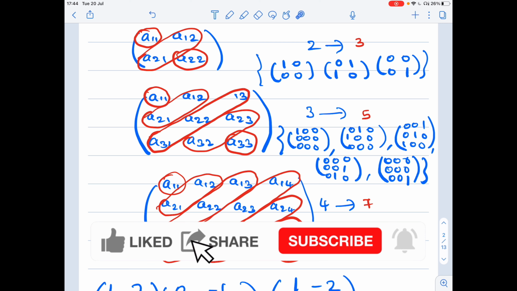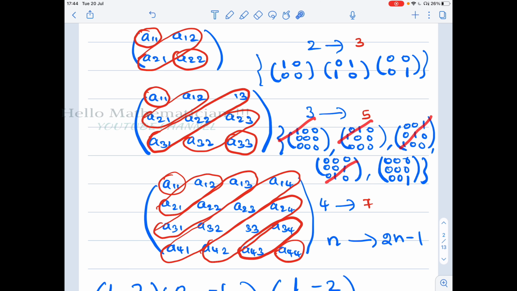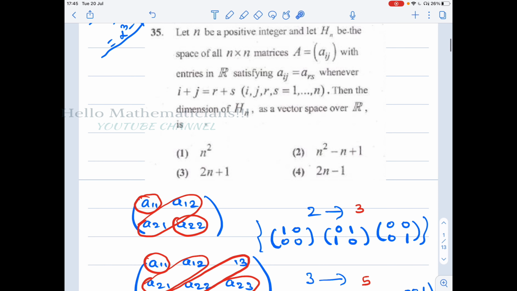But how to verify that for arbitrary n the dimension will be 2n minus 1? Because if you follow this pattern of ones, you can actually explicitly find a basis for Hn, whose cardinality will be 2n minus 1. Therefore the dimension of Hn is 2n minus 1, and therefore option D, the fourth option, is correct.